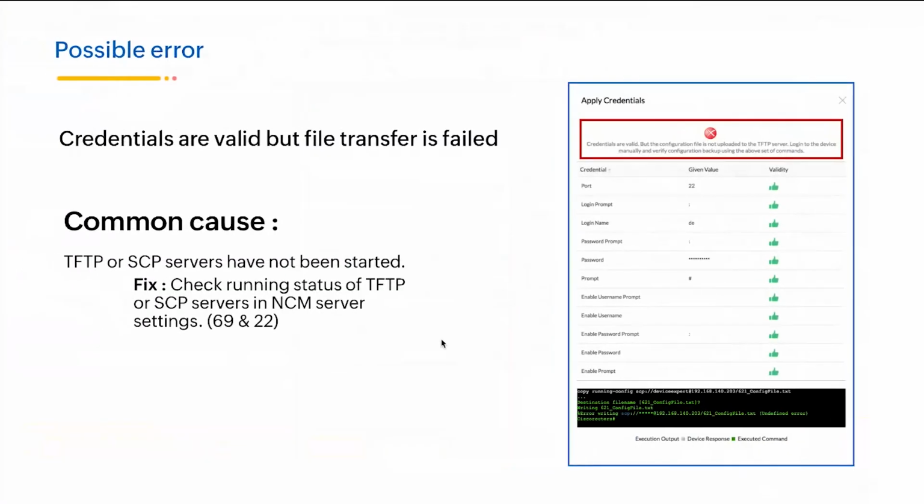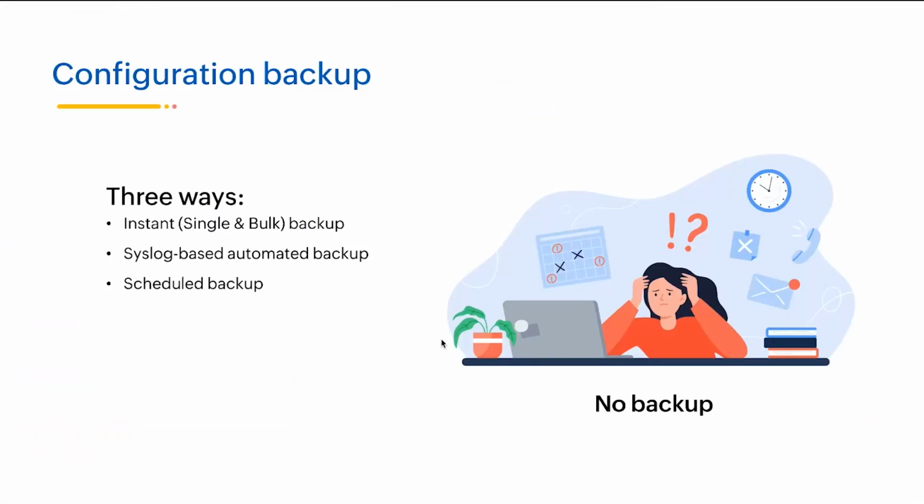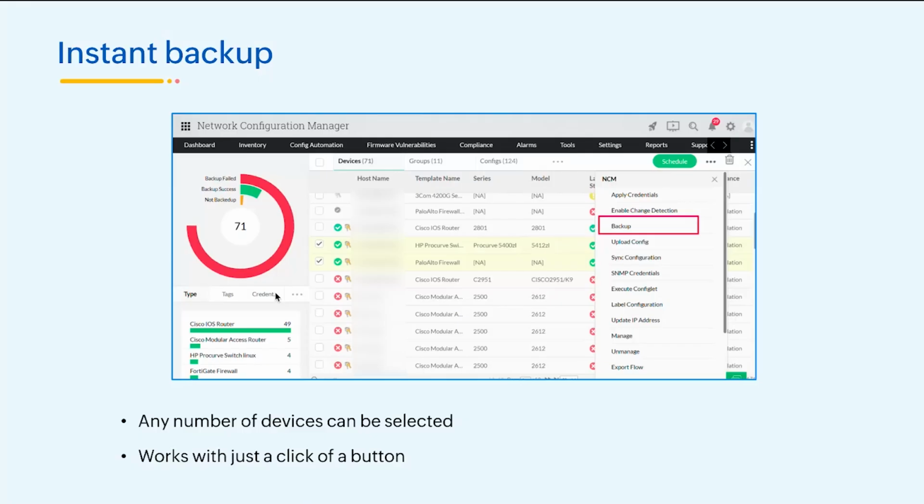Now let's move on to the topic of backups. ManageEngine NCM provides backup in three different ways. The first one is instant or bulk backup. The second one is syslog-based automated backup. And the third one is scheduled backup. Let's start with instant or bulk backup.